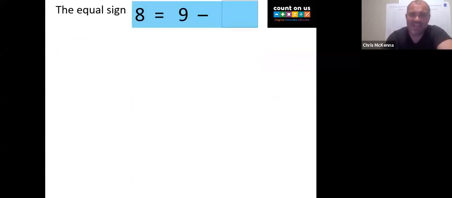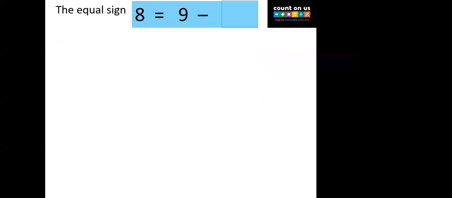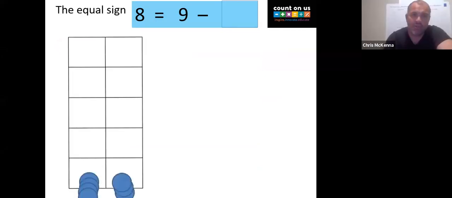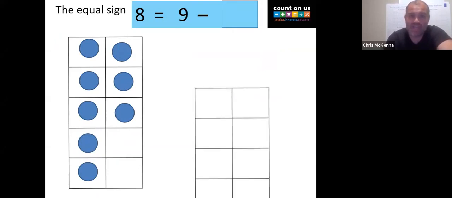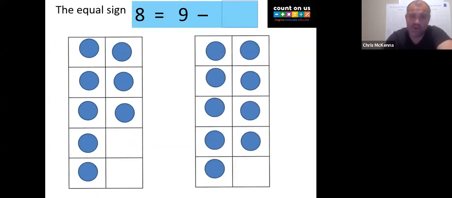8 equals 9 take away something. So again, this is quite a tough concept, but if we use a visual clue, it really helps us. So people typing in answers here, are they? I hope they are. So we've got 8 dots, but that's equal to 9 take away something. Well, you can see I've got 9 dots over this side. I want to get it equal to that side. So what do I need to do? I need to cross out that dot or take it away to make it the same. So 8 is equal to 9 subtract 1. I hope you got that right, guys.